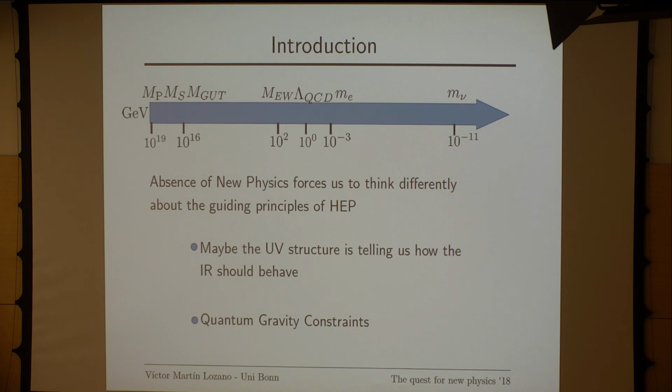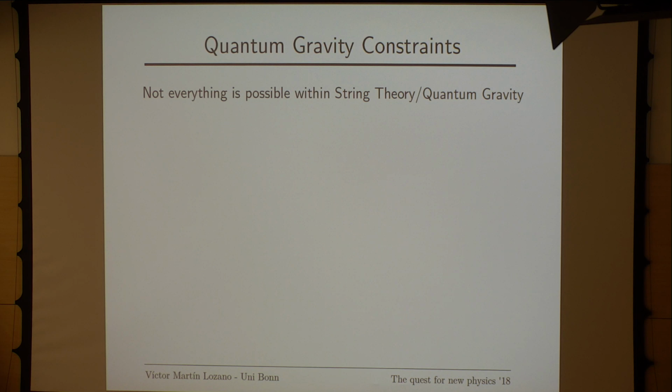So if we want the ultraviolet structure to tell us something about the infrared, we should use what are called quantum gravity constraints. What are those? Well, not everything is possible within string theory or quantum gravity. In principle, we have been told that it is the other way around, that if you have string theory, you can construct every model. But Vafa in 2006 came up with the swampland conjecture, which said that not every effective theory can be embedded in quantum gravity.